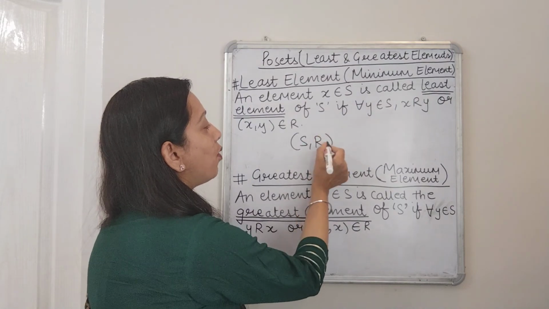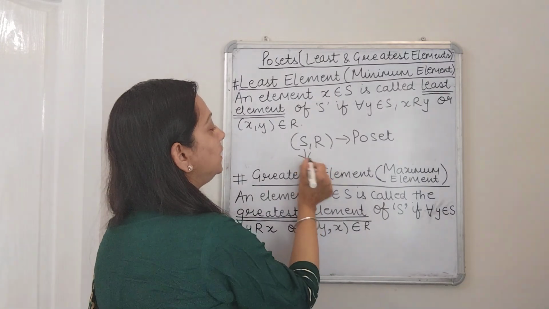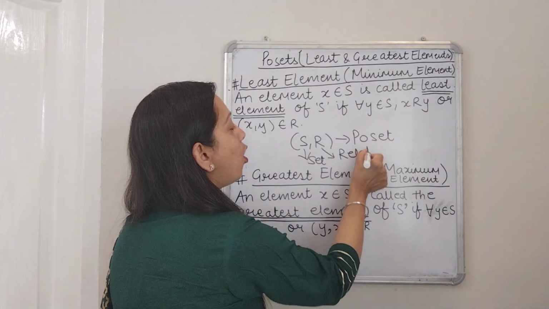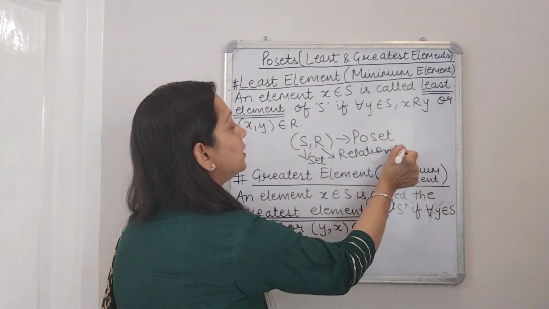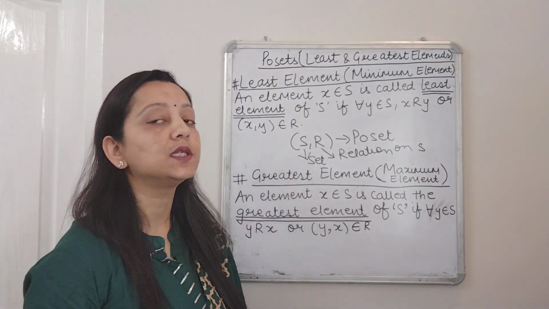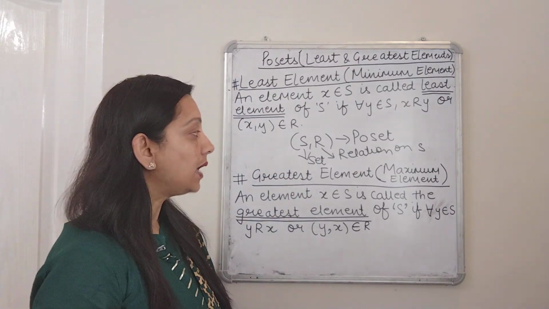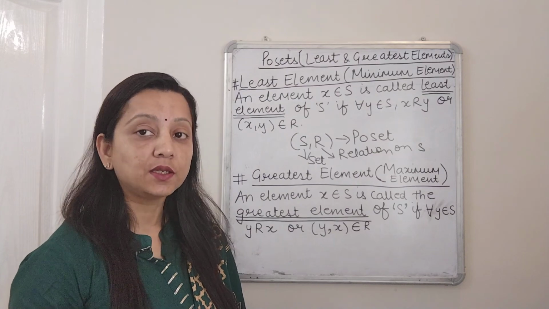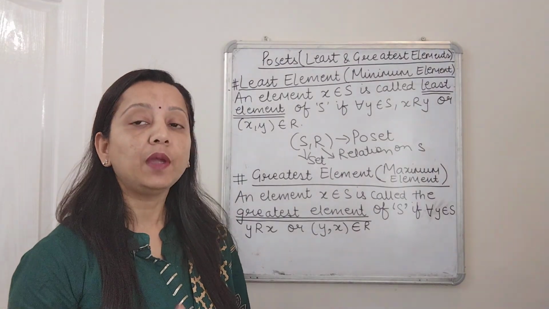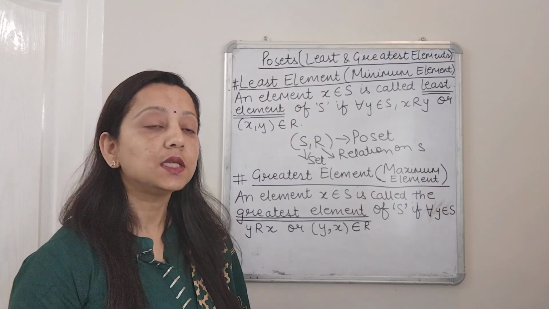Assume that we have a poset (S, R), where S is obviously the set and R is the relation on set S. Before we begin with anything, we must be clear that we have a poset named (S, R), and S here is the set on which the relation R is formed. Now let's come to the main thing we were talking about, that is the least element and the greatest element.